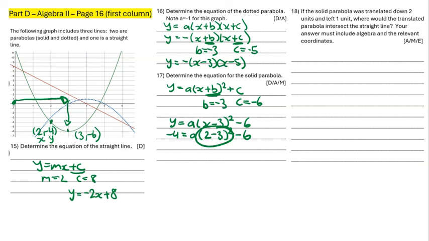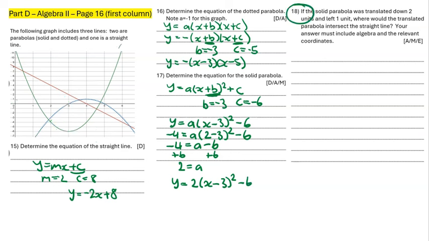Do your BEDMAS to simplify this first. So 2 minus 3 is negative 1, negative 1 squared is positive 1. So that means negative 4 is going to be equal to a minus 6. I'm going to add 6 to both sides. 2 is equal to a. So that means our a value is 2. So this line of working here is now what I'm going to move from. I'm going to rewrite it there, but I'm just going to get rid of the a and put in the 2 that I know it to be. So that means y is going to be equal to 2 bracket x minus 3 squared minus 6.